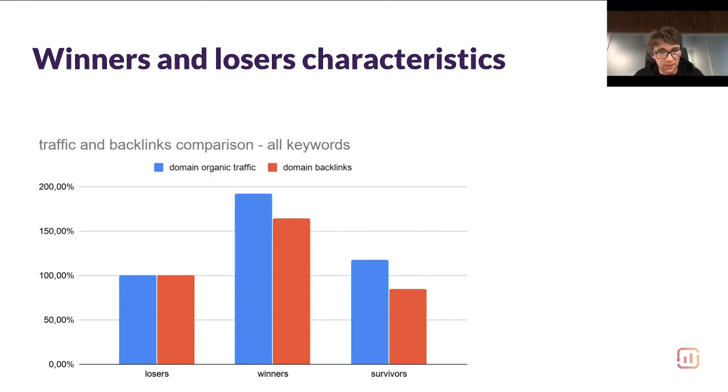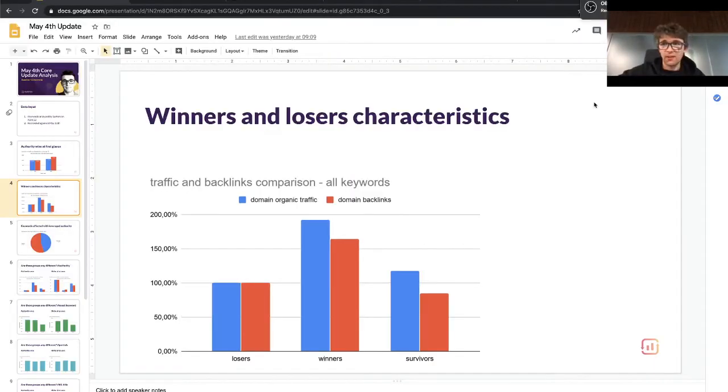But to understand it better, I split those into 3 segments: the losers, winners, and survivors. So it tells us that the winners storming here.